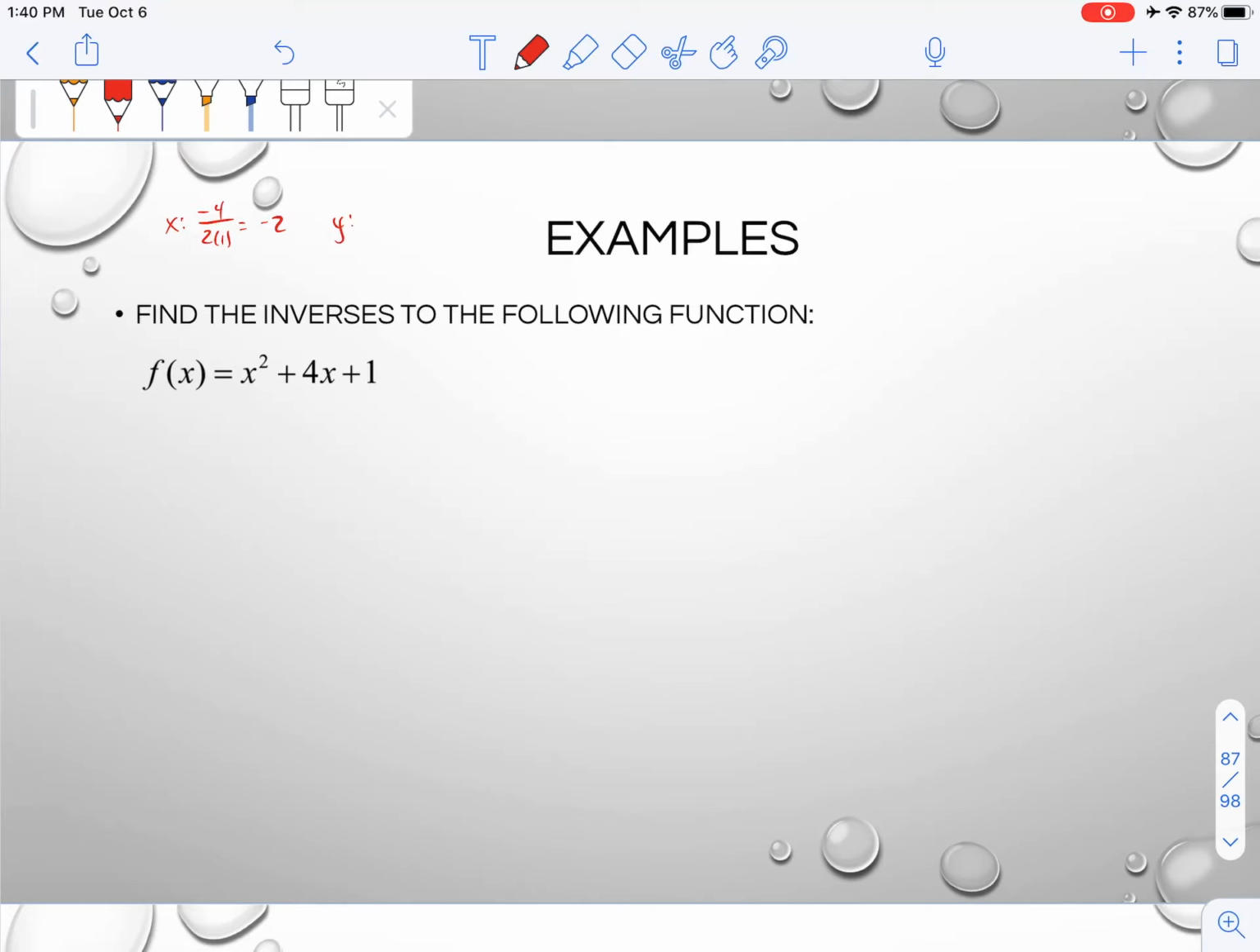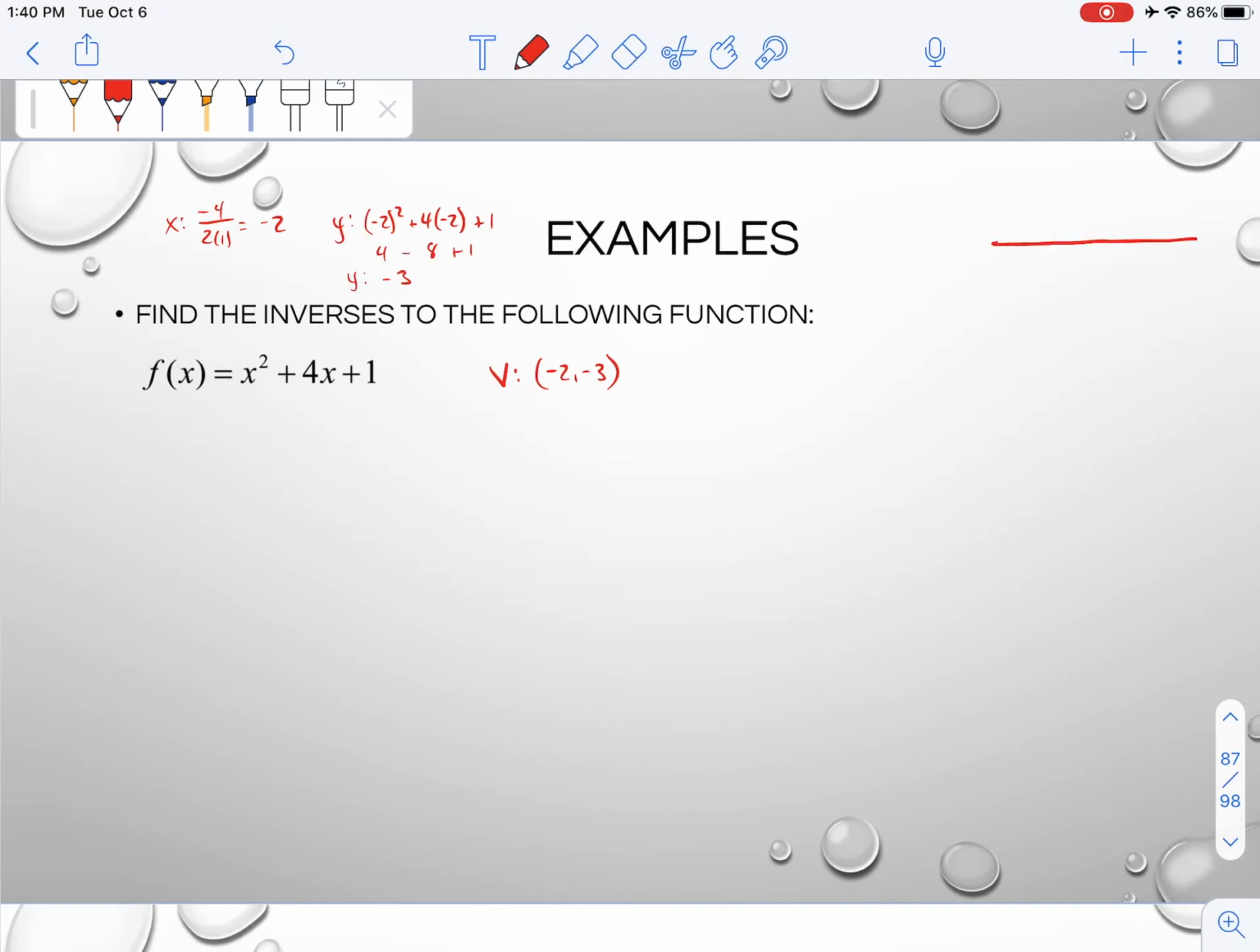For the y coordinate, right, I'm going to plug that negative 2 in. So I'm going to have negative 2 squared plus 4 times negative 2 plus 1. We're going to have 4 minus 8 plus 1, or we're going to have a y coordinate that is negative 3. Okay, so I have a vertex here at negative 2, negative 3.